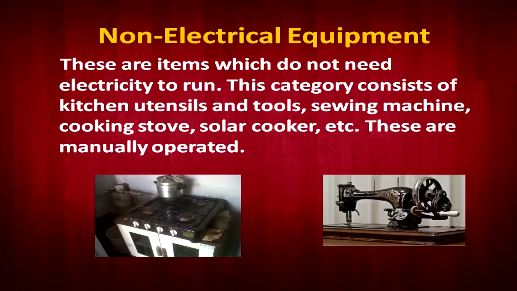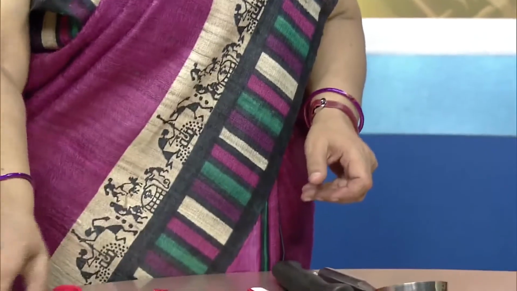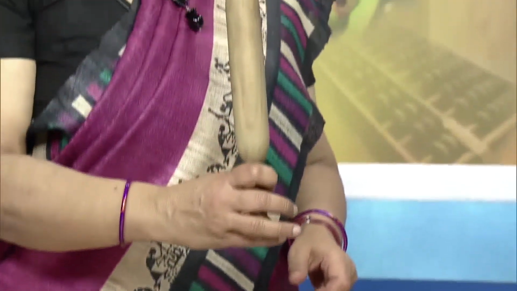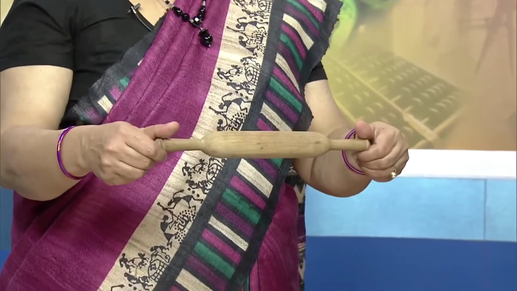Yes, I'll keep showing you non-electrical equipment, as you told us, the kitchen utensils. Everybody knows about it. This is a knife, and this is a sieve. This is a rolling pin, or the belan.